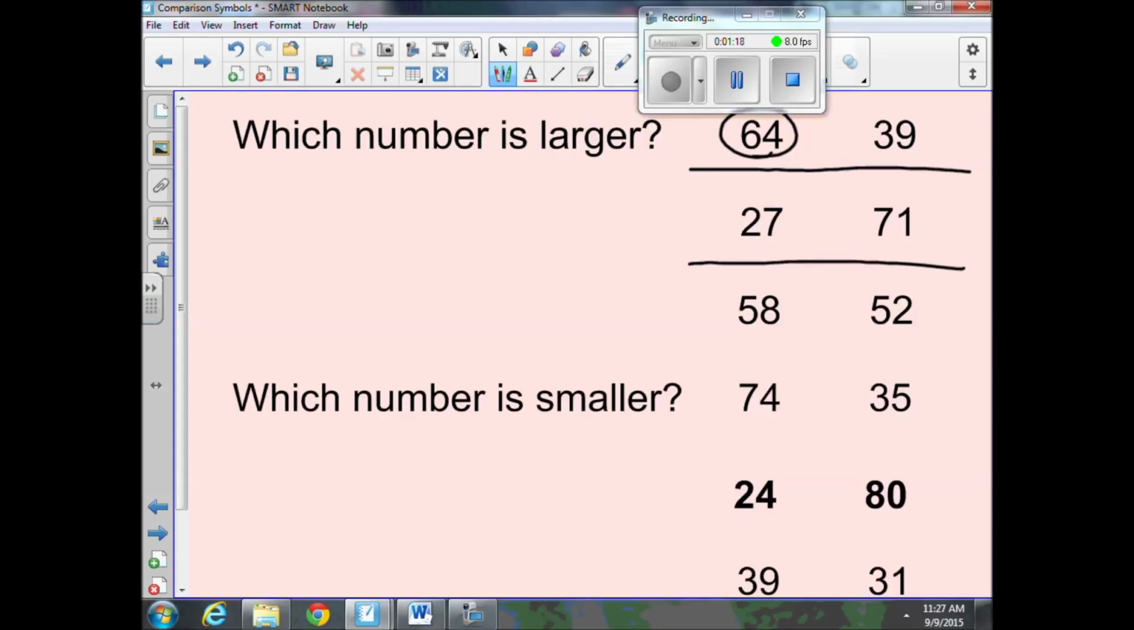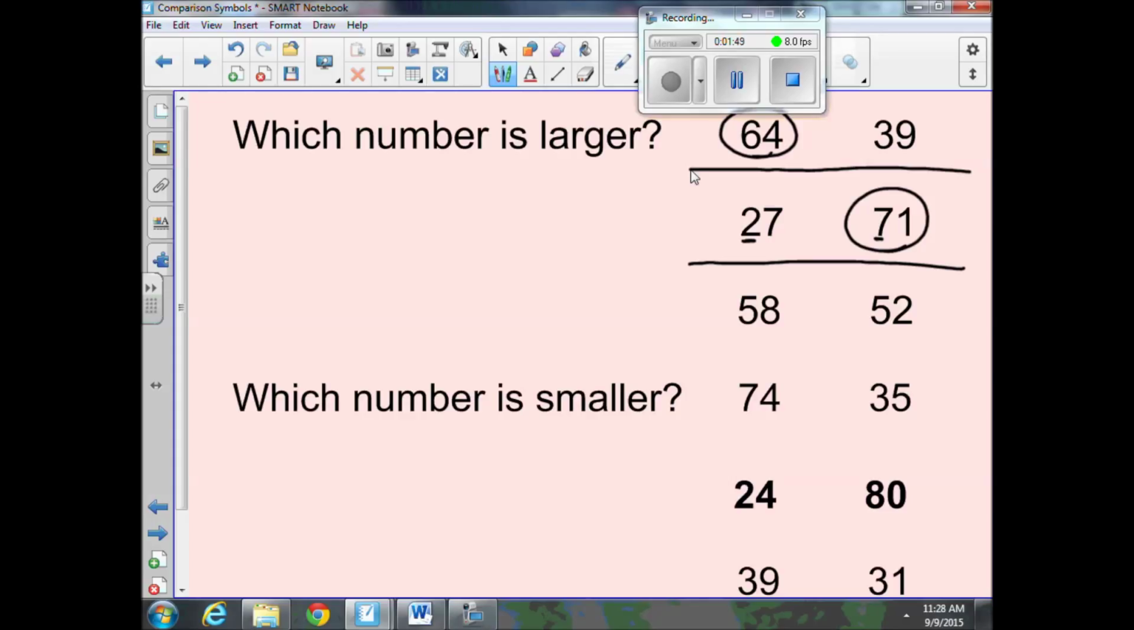I have two more numbers. I have 27 and 71. I'm going to first look at the tens place. Here's the tens place in this number. Here's the tens place in this number. In 27, I have how many tens, everybody? 2 tens. In 71, I have how many tens? 7. So if I'm finding out which one is larger, 2 tens or 7 tens, which is going to be larger? 7 tens. So I know that 71 is larger than 27.